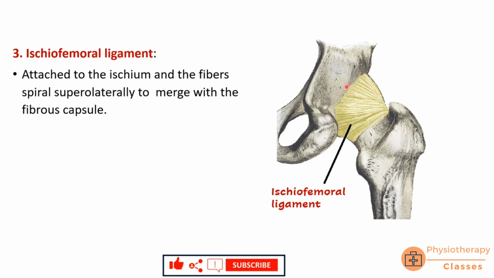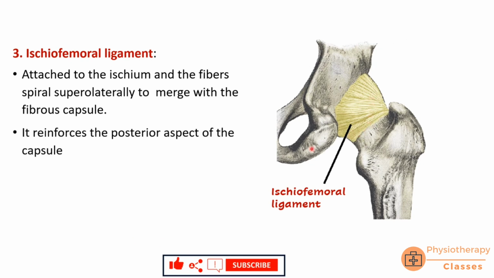beyond the margins of the acetabulum. On the posterior aspect you can see that, and the fibers, they actually spiral superolaterally and merge with the capsule on the posterior aspect of hip joint.